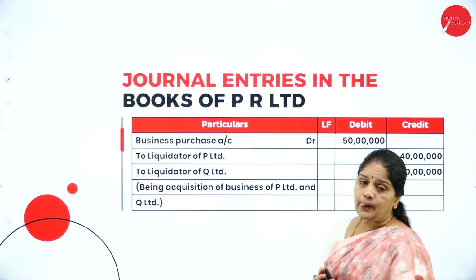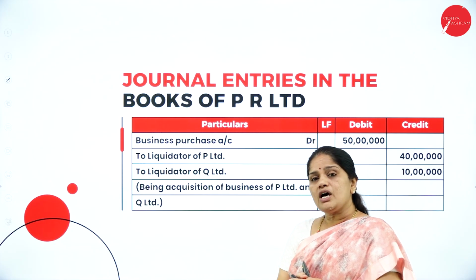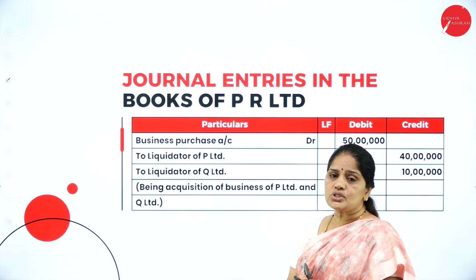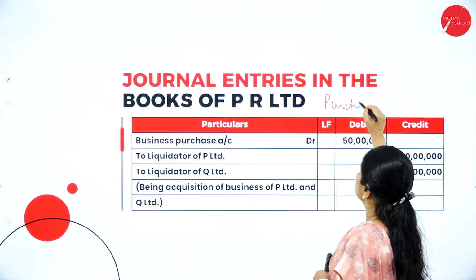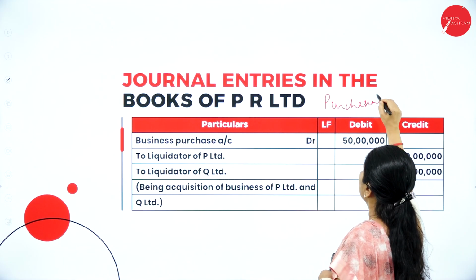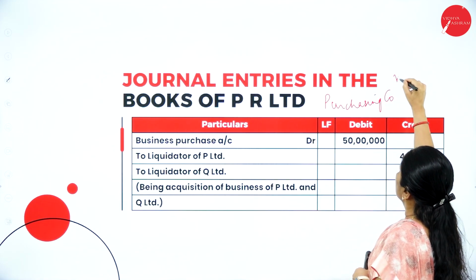Then next, they have also asked us the journal entries in the books of PR Limited. So this is the books of the purchasing company. This is the purchasing company's books, and we are doing problems on nature of merger.